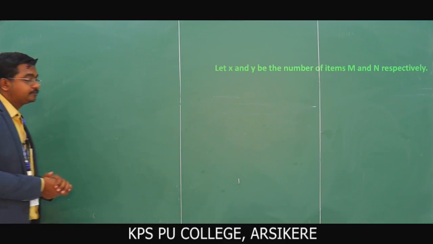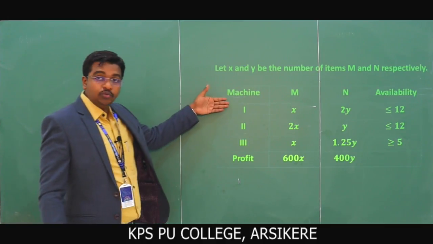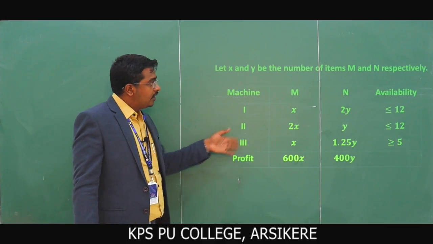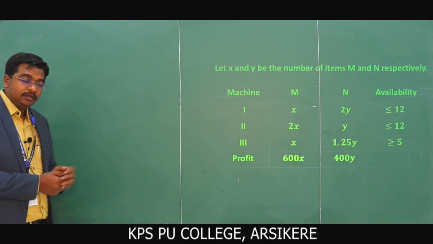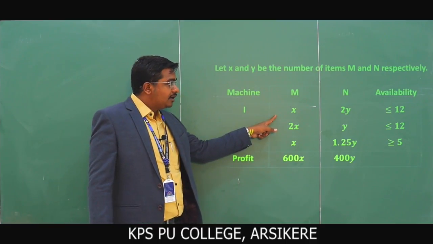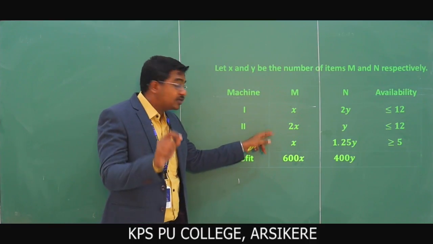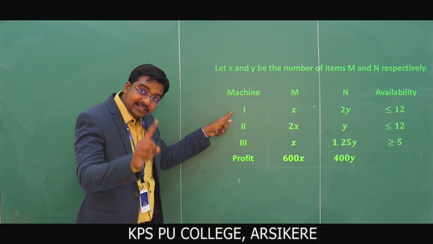Then next, here we have machines 1, 2 and 3 and item M and item N, and the last column is availability. Just observe here, to produce the item M, it requires 1 hour on machine 1, that becomes 1x.